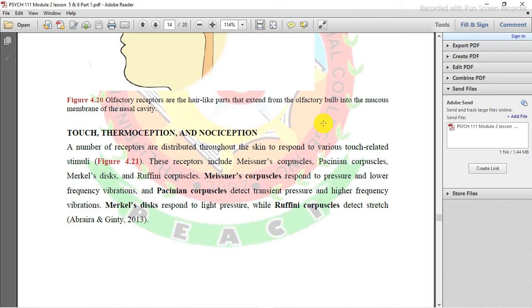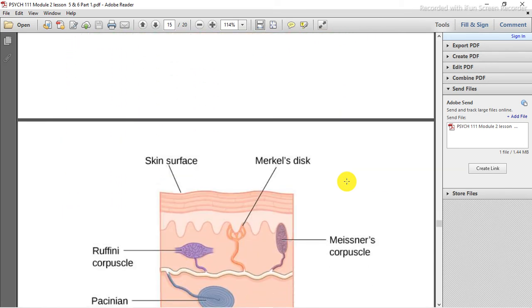And we have here naman a touch or thermoception and nociception. Okay? The number of receptors are distributed throughout the skin. Sense of touch yan, sa skin ha. To respond to various touch-related stimuli. These receptors include Merkel's corpuscles, Pacinian corpuscles, Meissner corpuscles respond to the pressure in the lower. So ito na po yun, okay?